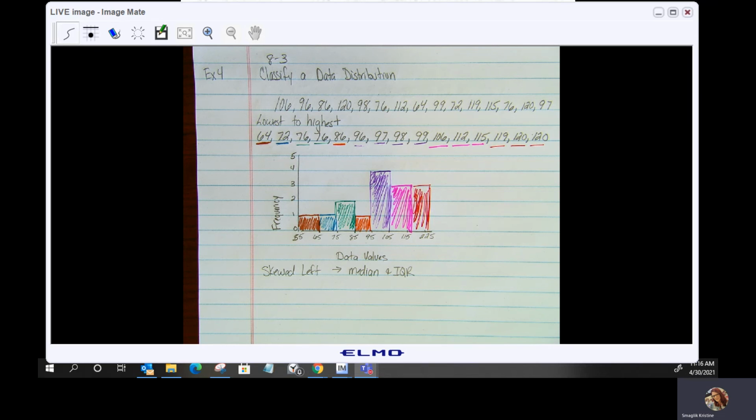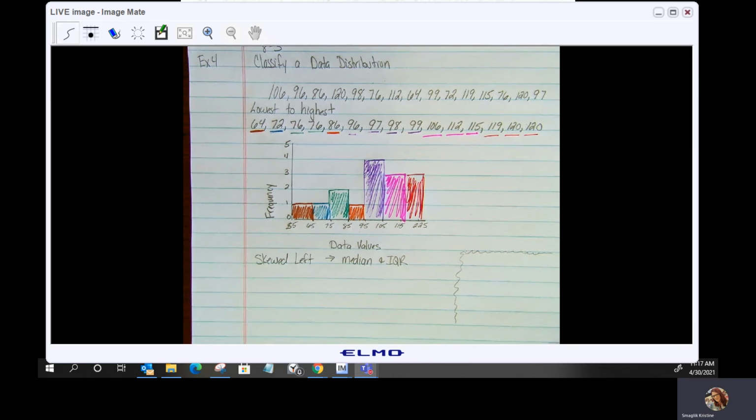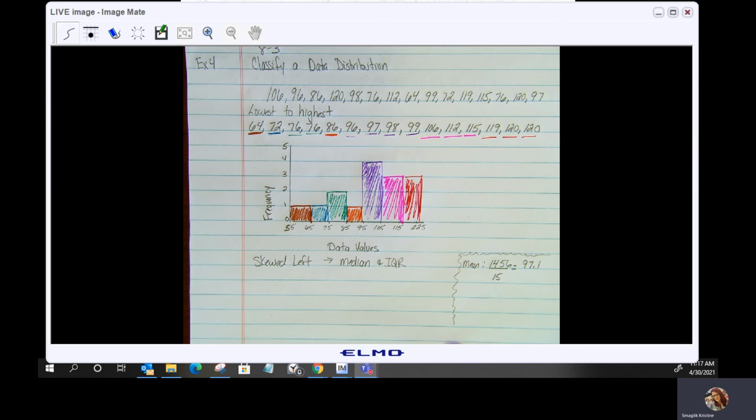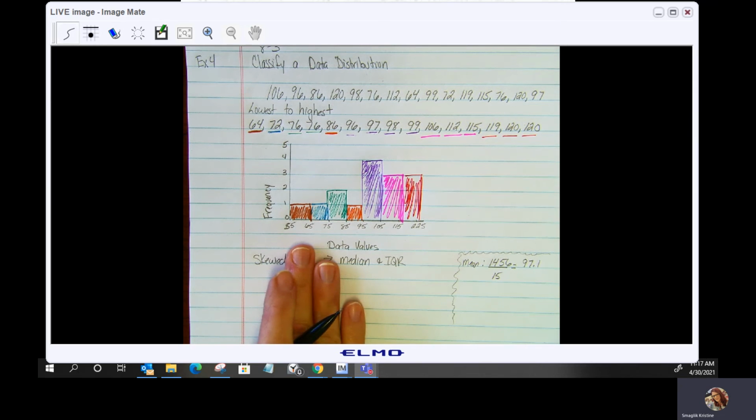Let's pause and take a look at the mean. I'm just going to do this off to the side, because the mean is what we would use if it were symmetric. Let's go ahead and calculate the mean. If you add up everything, you'd get 1,456. We have 15 data values. That would give us a mean of 97.1.